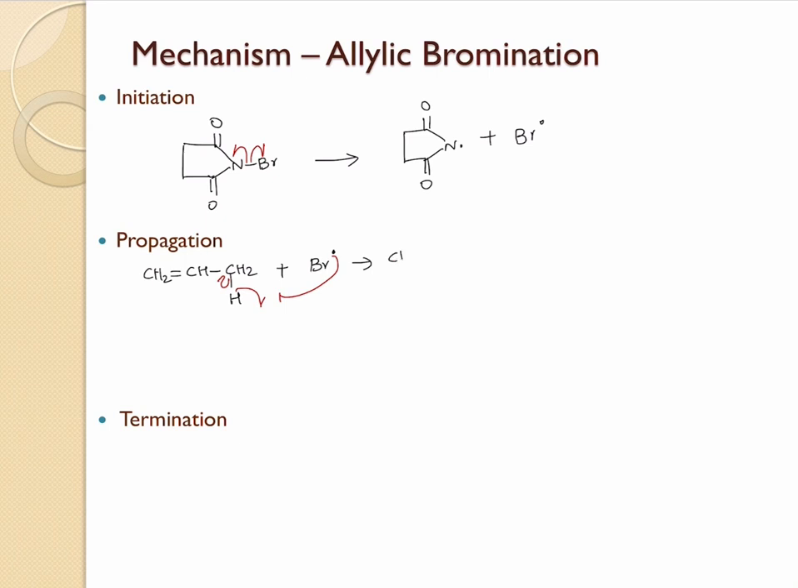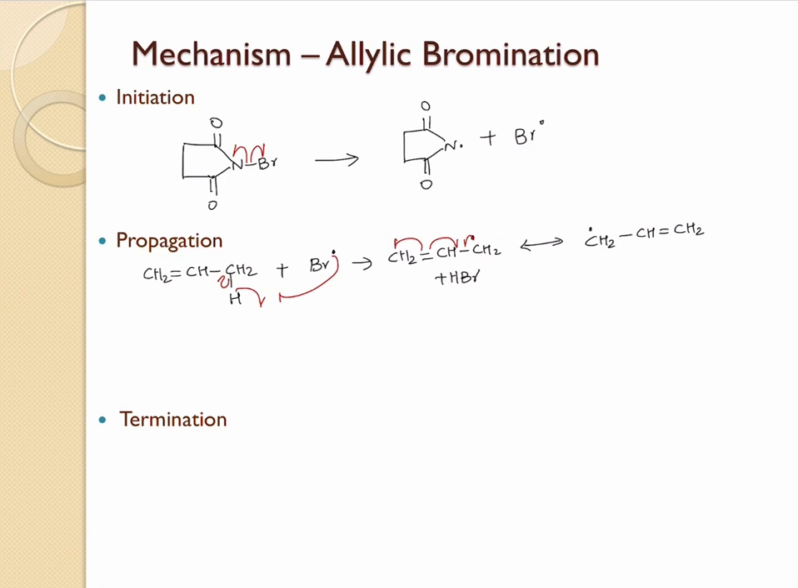Thereby giving us an allyl radical and also HBr. But remember, this allyl radical can be in resonance with the other resonance contributor. So here in this case, the two resonance contributors are equal. Now in the next step, this allyl radical which is created is going to react with a bromine molecule.